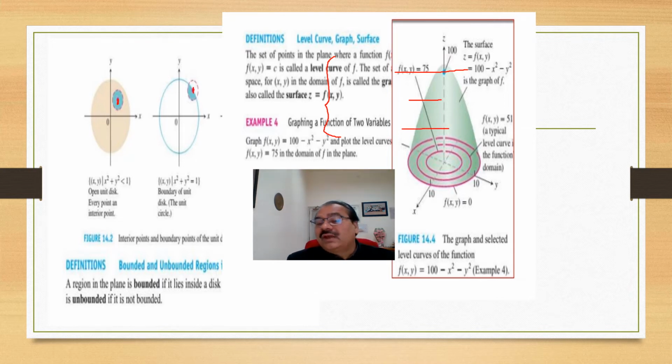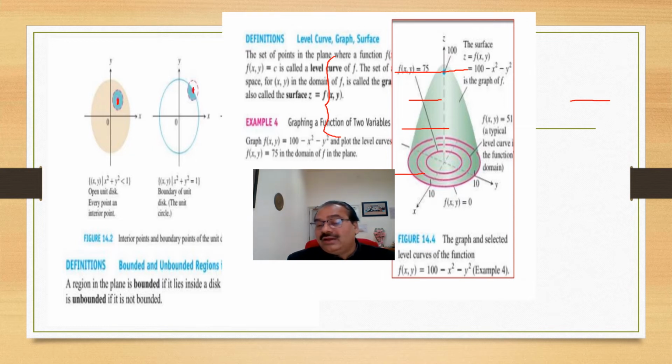Okay. So in this way, you can graph a level curve, which is very necessary. Let us suppose this example: graphing a function of two variables, where the function is 100 minus x square minus y square, and plot the level curves. Then this may be the figure. For this, the surface is z equal to f of x, y, given by 100 minus x square minus y square. This is the graph of f. If you plot it, you will find something like this.